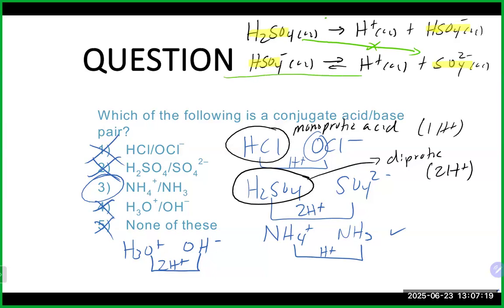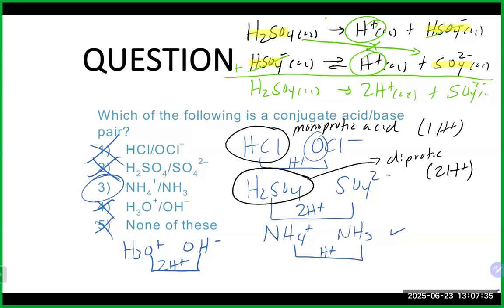Again, by the way, you get the overall reaction by adding these together, where these guys cancel, and you get H2SO4 giving you 1 and 2 H pluses, which is maybe the reaction you mostly dealt with last semester. It's the overall reaction of what's happening, not the stepwise dissociation. And that's what happens with diprotic acids.